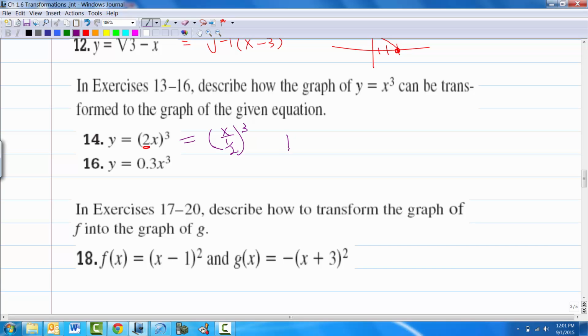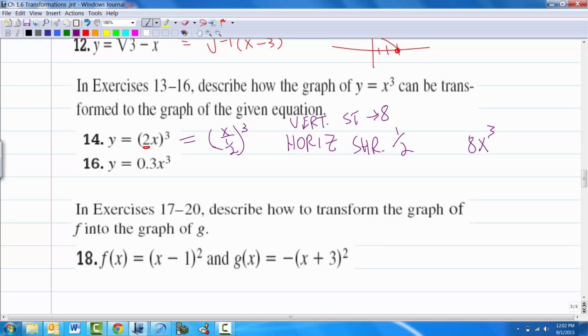So that's a horizontal stretch or shrink. Shrink by a factor of a half. Or, don't you know that this is the same thing as 8x cubed? Huh? You could also tell me this is a vertical stretch by a factor of 8. Isn't that wild?